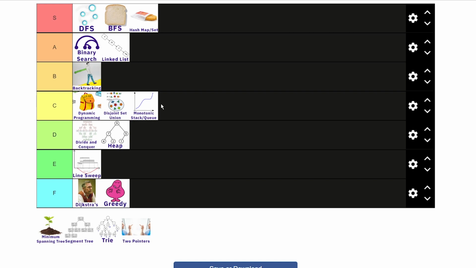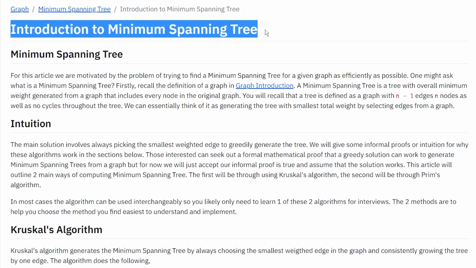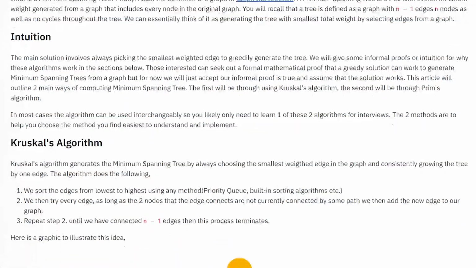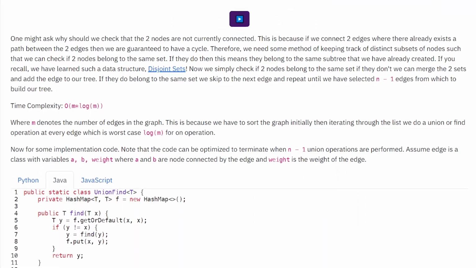The next algorithm, or actually data structure, is the minimum spanning tree. I would actually say this is more of an algorithm and data structure combination, just because you can use both at the same time. You don't really have to store the tree actually.